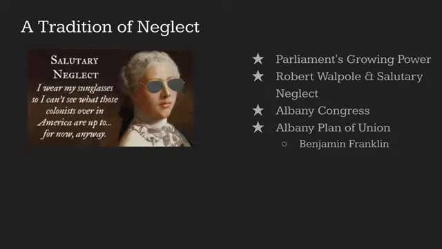Then there was the Albany Congress. This was called to form a peace treaty with the Iroquois. During this time, the British and the French were having issues with each other, and the British wanted to get the Iroquois on their side, or at least stop them from joining with the French. Also during this time were a bunch of powerful colonial legislatures.